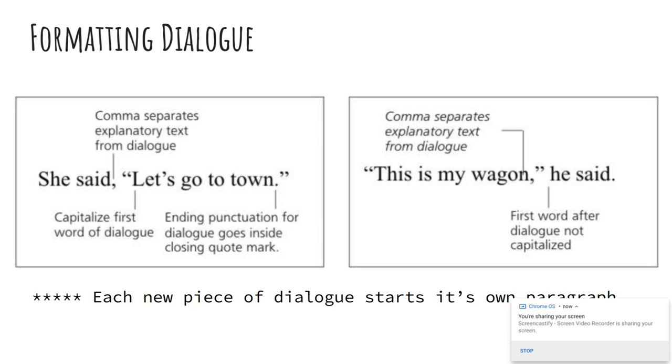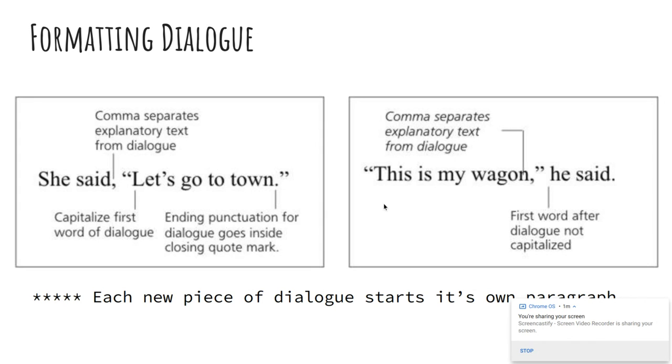Before we start writing dialogue, it's important to know how to format it, so how we punctuate the dialogue. I want you to notice there are two different ways for us to do dialogue. The first way is we begin the dialogue with who is speaking. So, she said. After she said, I'm going to place a comma there. Then I have my first quotation and I'm capitalizing the first word of the dialogue. "Let's go to town." Then I have the end punctuation. Notice how it is inside of the closed quotation here. That's one way to create dialogue.